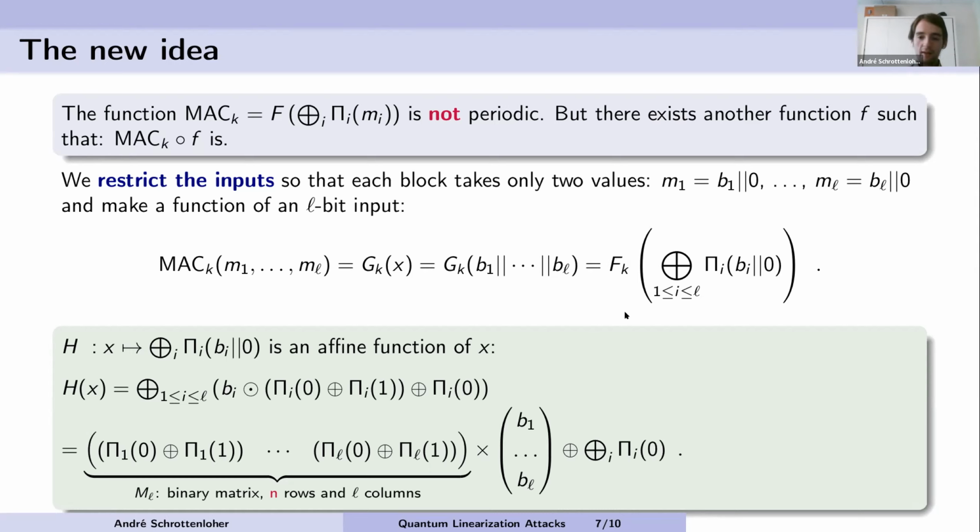And you can remark that this function is basically the output computation of some sum, which depends on the L blocks. And this sum inside is an affine function, because each time you flip a bit, you simply XOR something to it. Okay, so we have some post-processing of an affine function of our input. And well, an affine function is periodic.